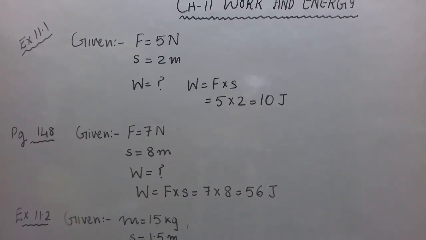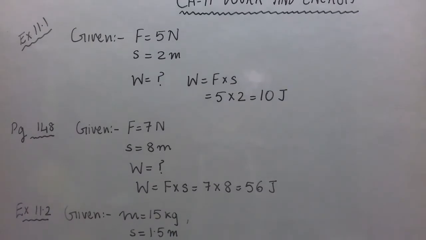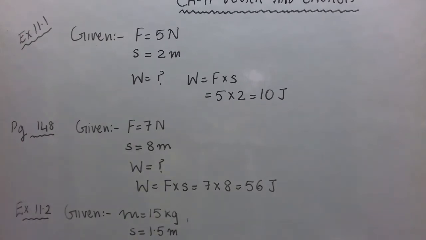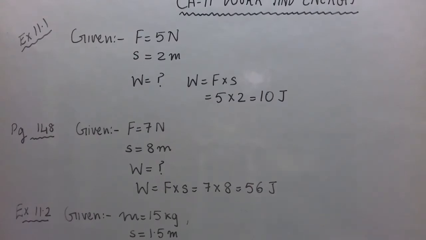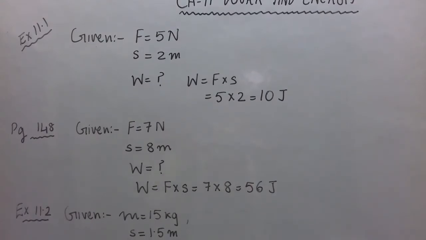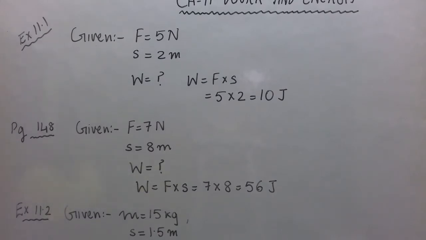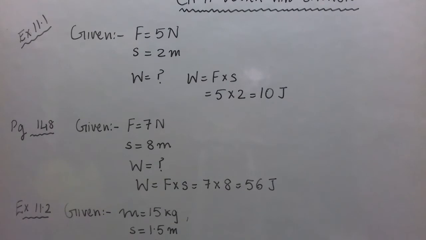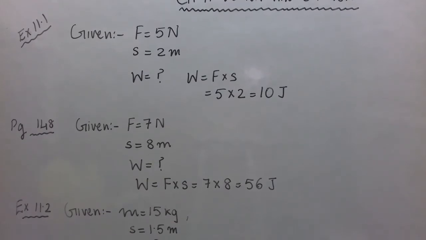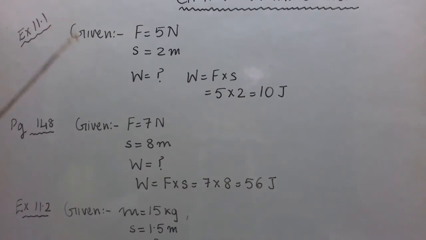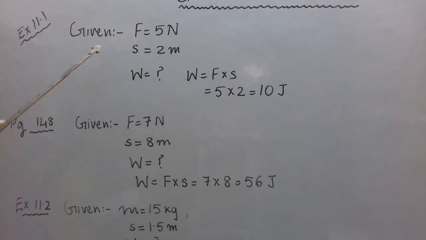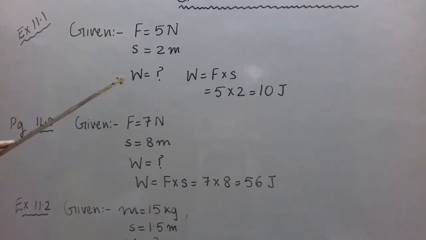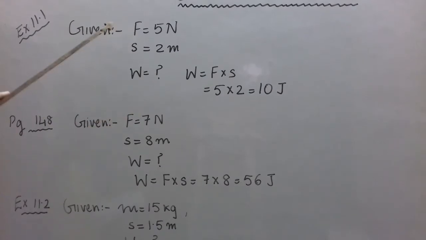Let us see first example 11.1. As you can look at the board, a force of 5 Newton is acting on an object. The object is displaced through 2 meters in the direction of force. If the force acts on the object all through the displacement, you have to find the work done. Given F is 5 Newton, S is 2 meters, the displacement, and you have to find the work done.